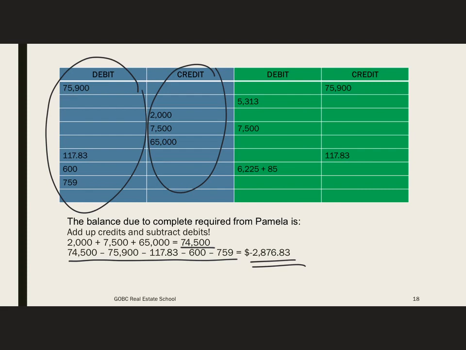The reason why I say to add up the credits and then subtract the debits is because if you go from debit to credit to debit to credit to debit to credit while you're doing your math, you might forget whether you're adding or subtracting. So people get confused with that. So the easiest thing to do is to just look at the credit column, add everything up in the credit column, and then subtract the debits after you've added all up the credits.